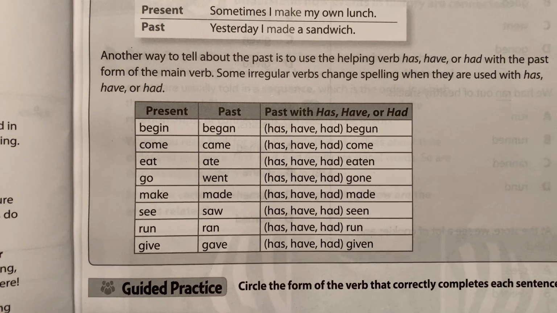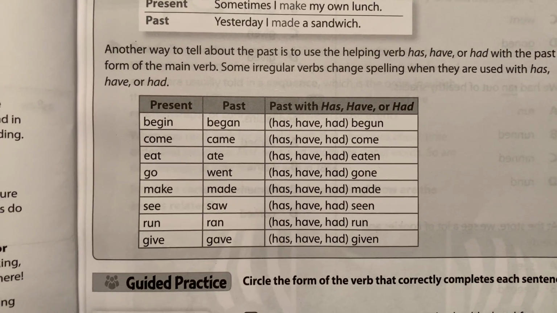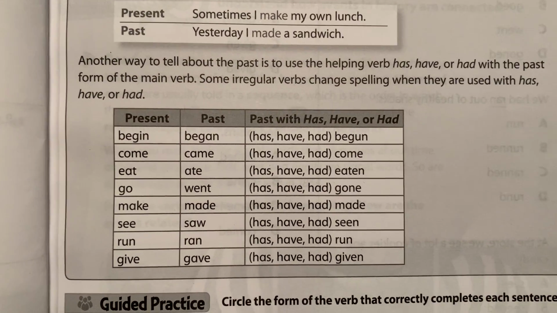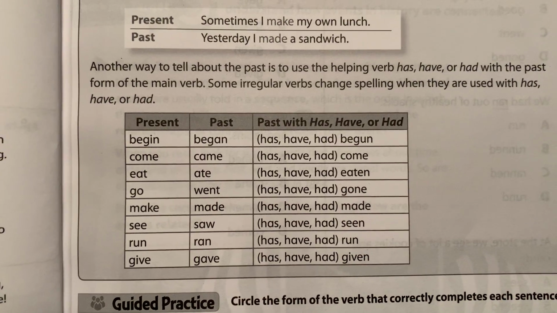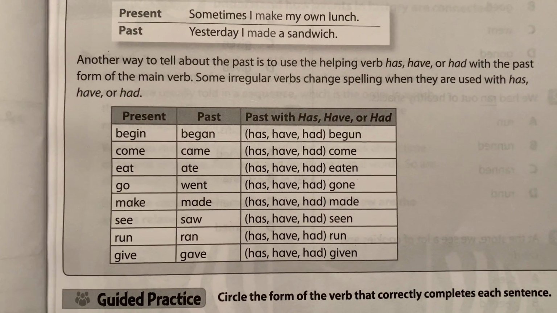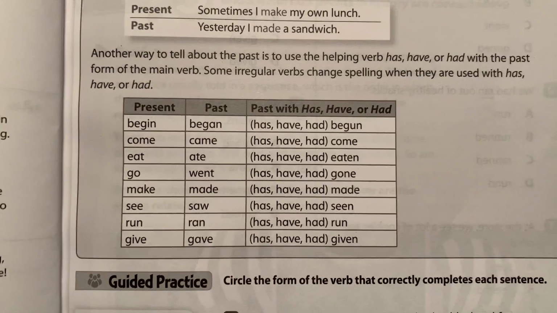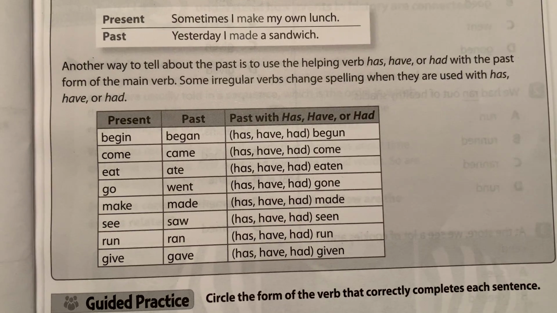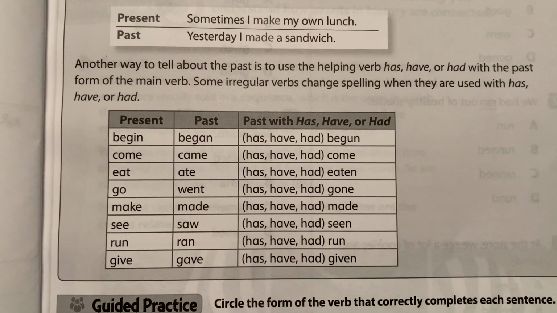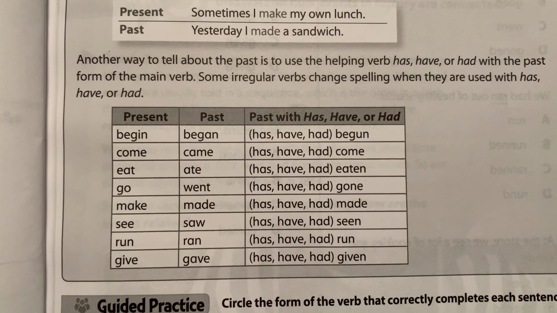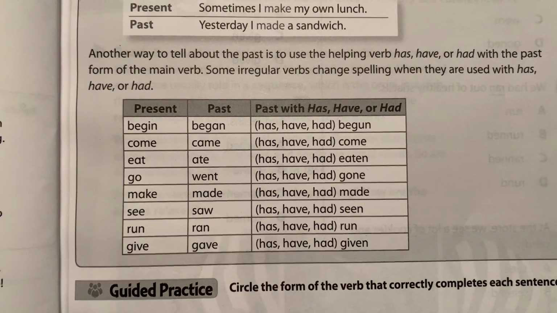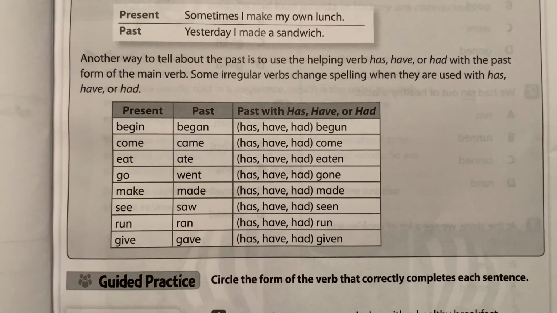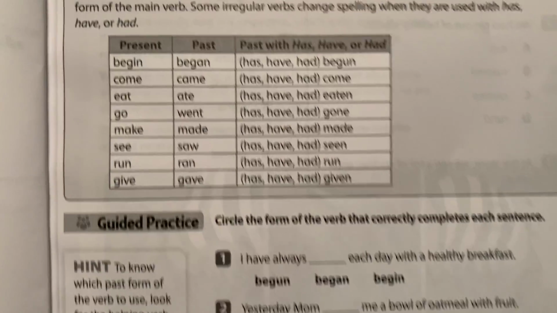So we've got come, came, has come; eat, ate, has eaten; go, went, has gone; make, made, has made; see, saw, seen; run, ran, has run; give, gave, has given. Some of the words did not change actually. Like make becomes made for past tense, and then it's also made for has, have, or had when you use those helping verbs. It's a little bit tricky, but this chart will help you complete this assignment.